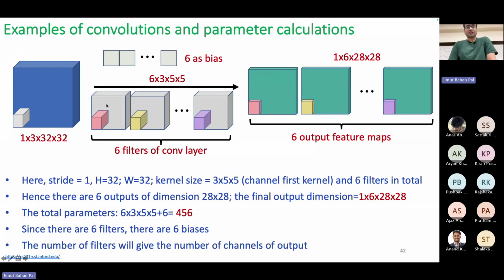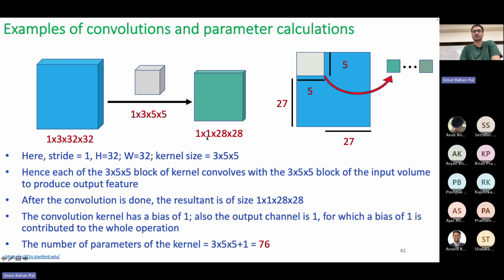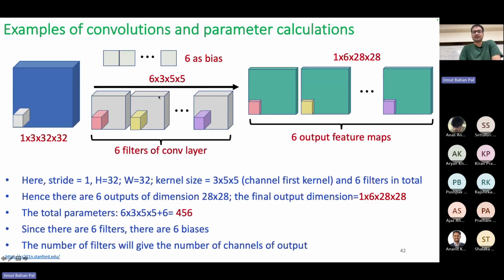Each of these kernels will convolve with the input volume to give one feature map. This will convolve here to give this feature map, and this will convolve with this to give this feature map. So the output volume will be 1 cross 6 cross 28 cross 28. Previously it was a single channel output, 1 cross 1 cross 28 cross 28, and since there are 6 kernels, it will be 1 cross 6 cross 28 cross 28 here.